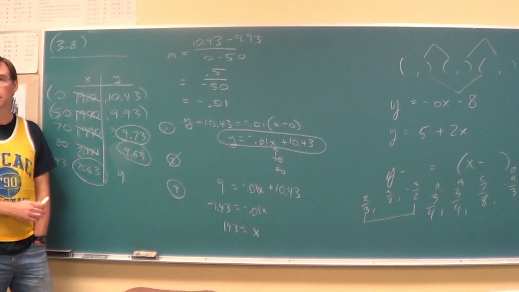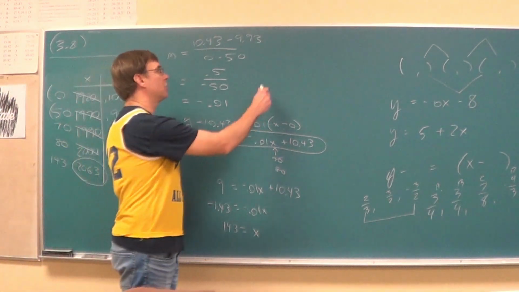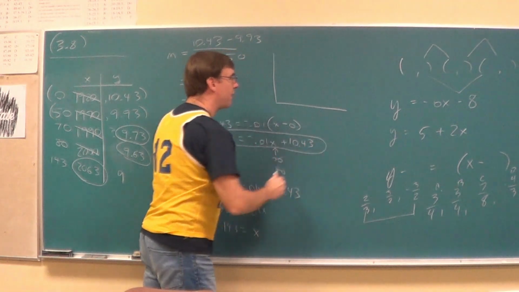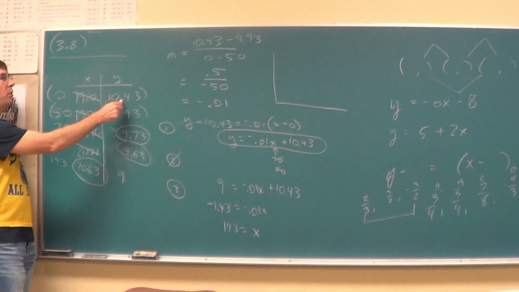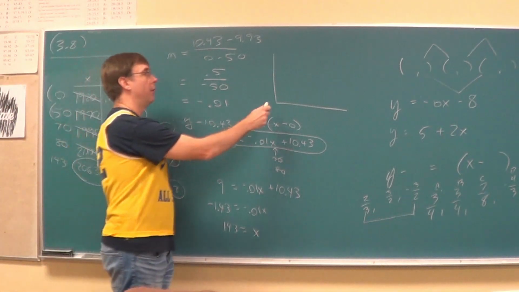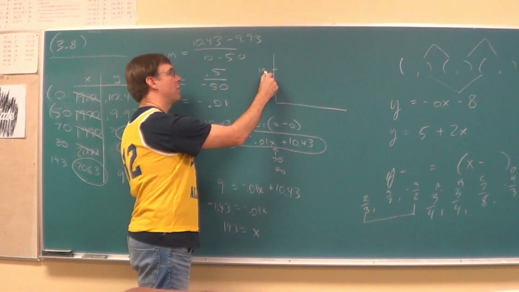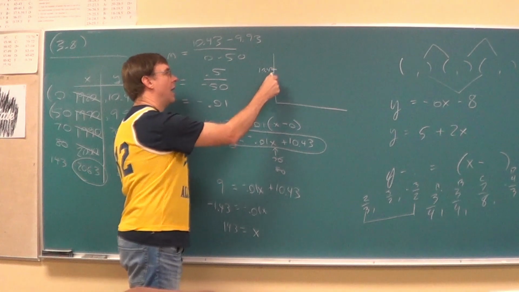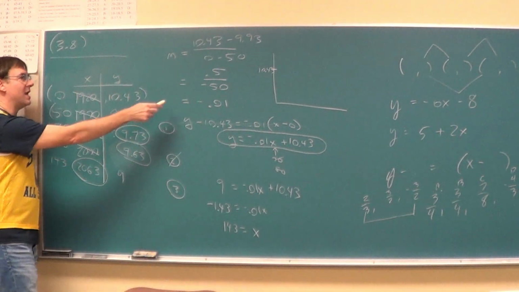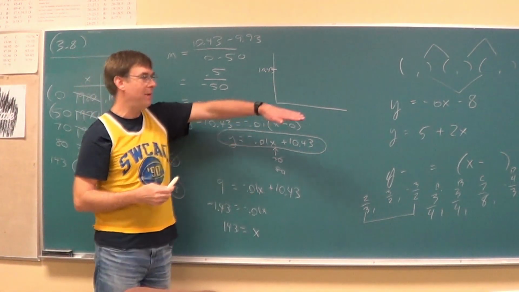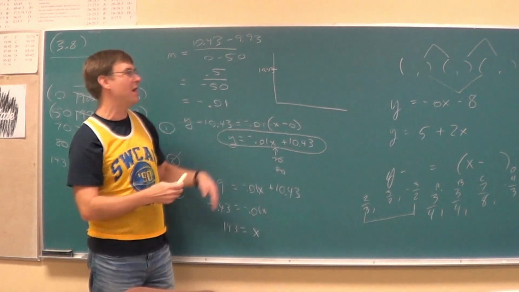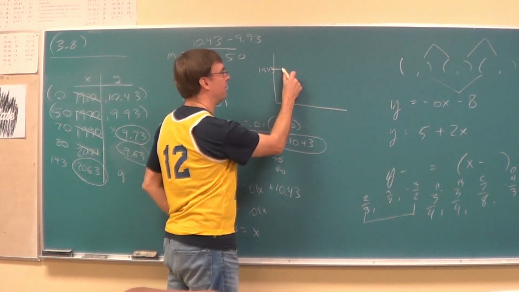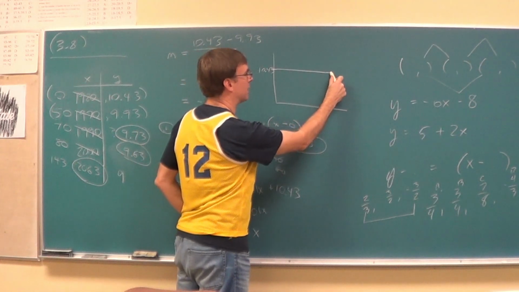Question there? Here's a side issue. If I were to graph this graph, 0, 10.43 would go up 10.43. And then with a slope of only negative 0.01, that means it's going to go down, but very, very slightly. You won't even notice. Okay, we're on a very, very, very slight decline.